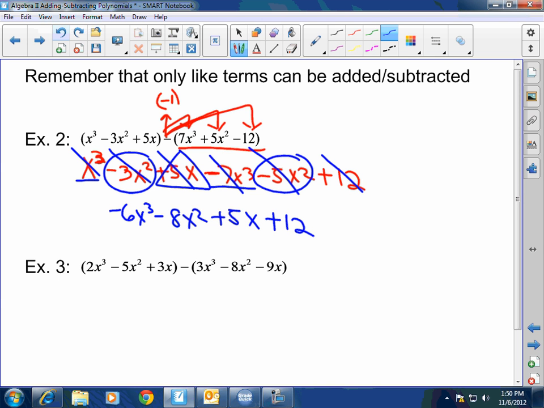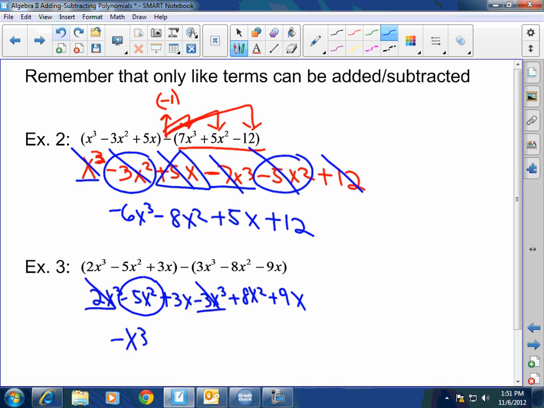Good effort. Okay? Now, let's knock this one out right here. Okay, guys? I got 2x cubed minus 5x squared plus 3x minus 3x cubed plus 8x squared plus 9x. Like terms, 2x cubed minus 3x cubed is negative x cubed. Goodbye. Negative 5x squared and positive 8x squared is positive 3x squared. Good job, guys. Excellent. Goodbye. And then 3x, positive 3x, and 9x.